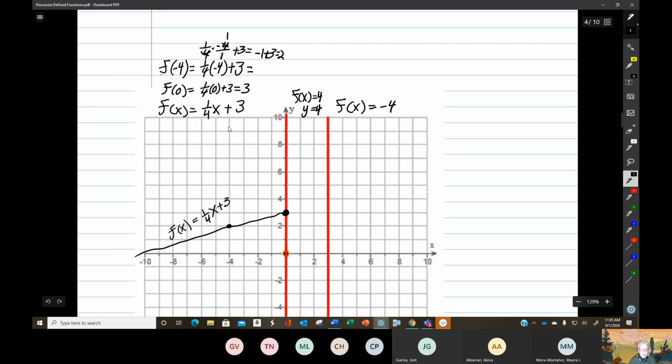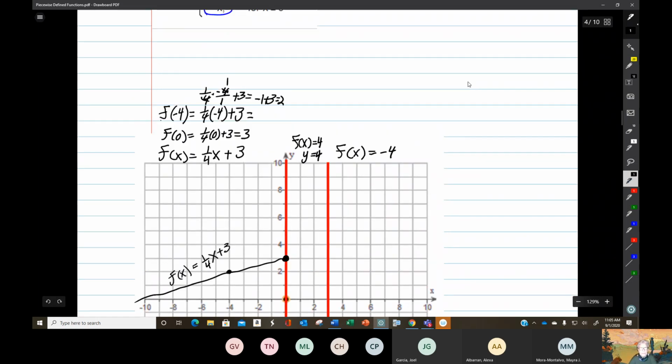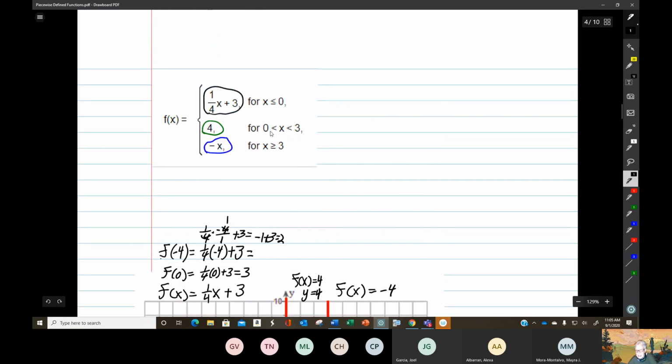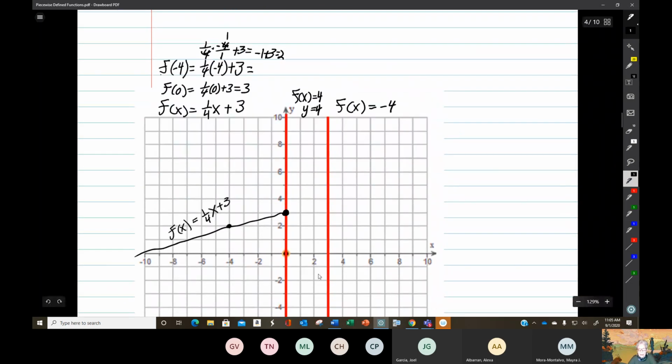All right. Now for y equals 4. Notice that x cannot equal 0 and x cannot equal 3. But for any other x's between 0 and 3, y is going to equal 4. Therefore, this is what I will have.